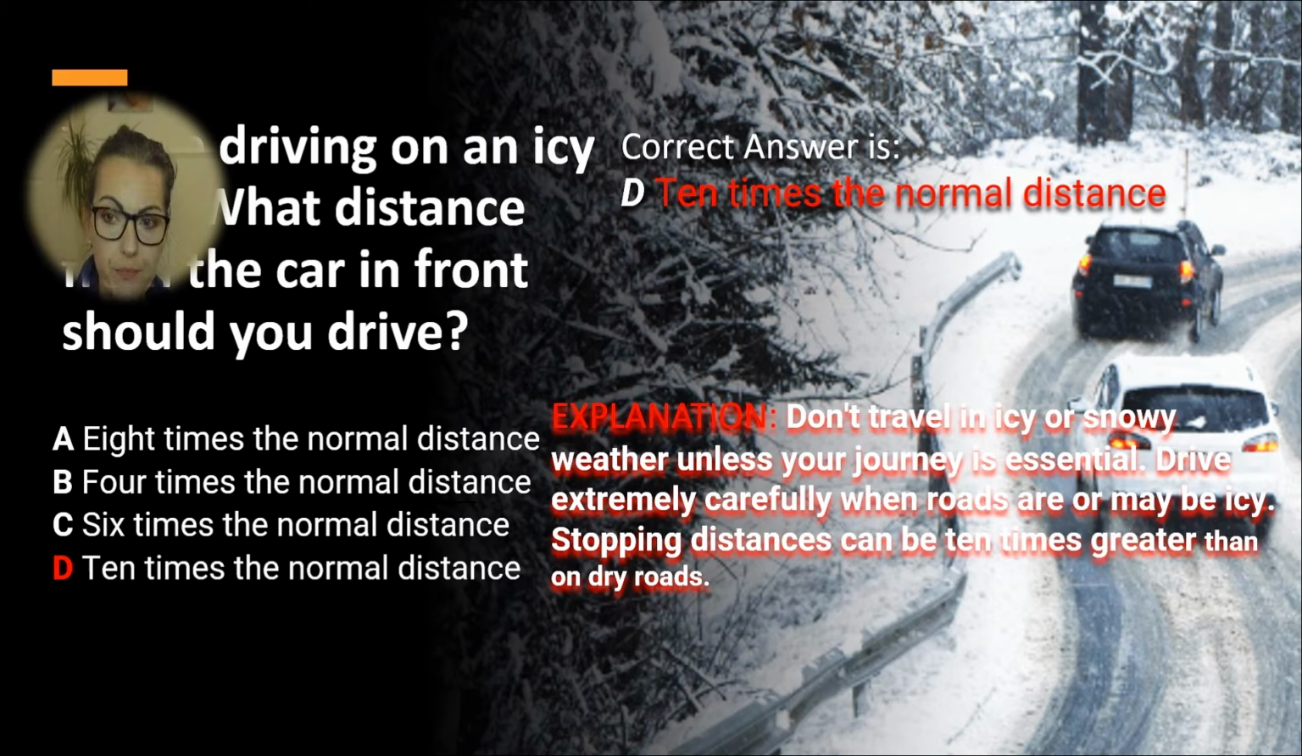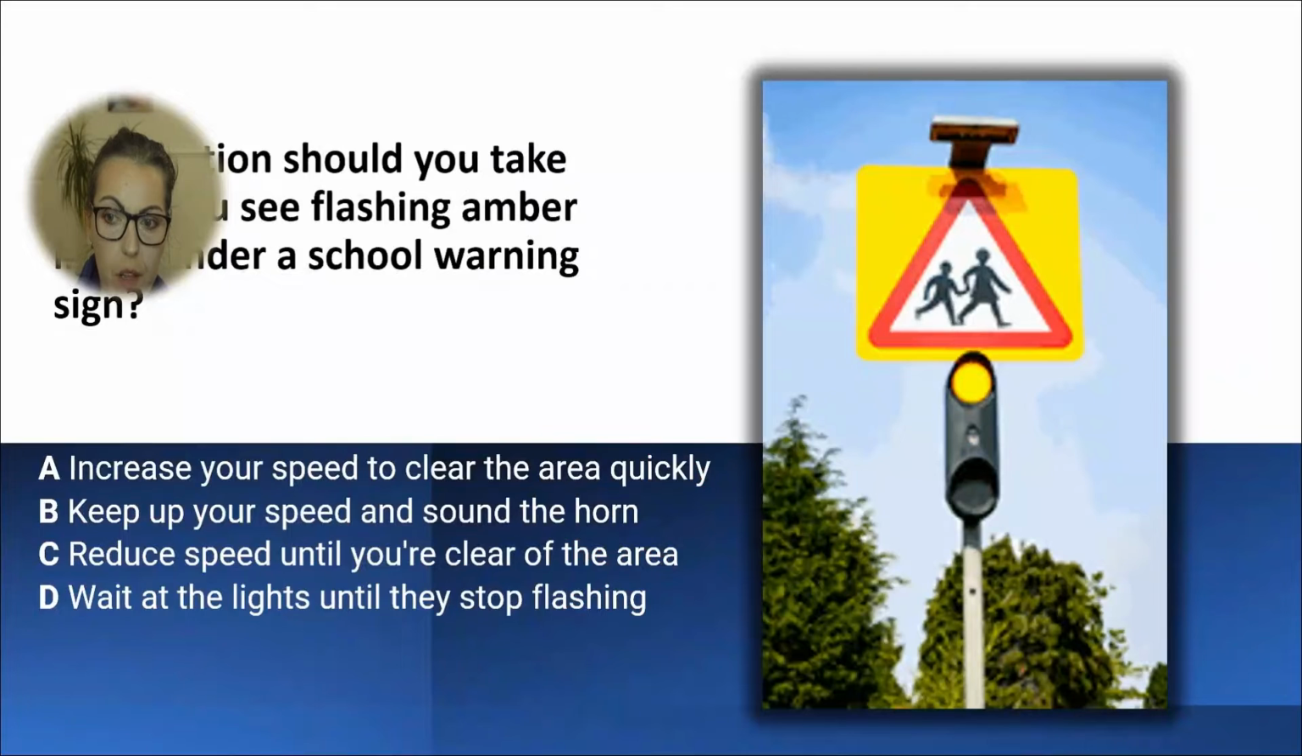Next question. What action should you take when you see flashing amber lights under a school warning sign? A. Increase your speed to clear the area quickly. B. Keep up your speed and sound a horn. C. Reduce speed until you are clear of the area. D. Wait at the lights until they stop flashing.